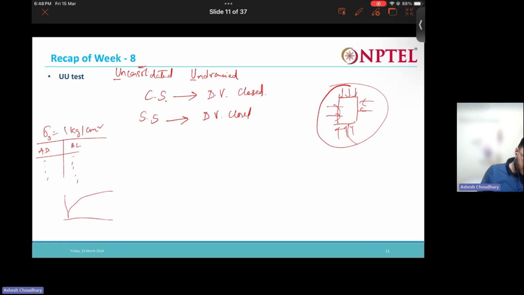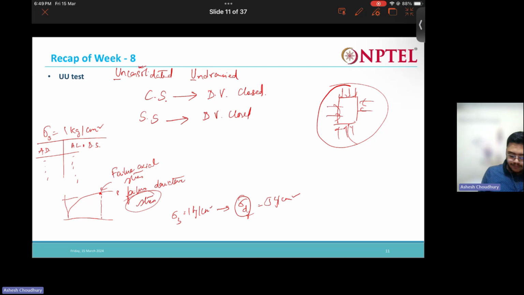So from here what can we get? We can get the axial stress at failure, the deviatoric stress. Okay, deviatoric stress you can get. From there we got the failure. So corresponding to sigma 3 equal to 1 kg per centimeter square, you get a particular value of sigma d, the deviatoric stress at failure, say 5 kg per centimeter square.